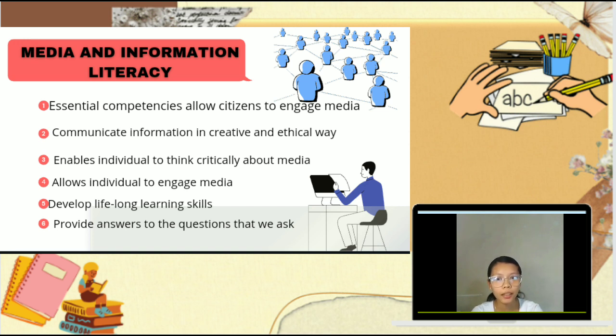Alam naman natin lahat kung ano ang media. It also enables individuals to think critically about media, develop lifelong learning skills to socialize and become active citizens, allow individuals to engage media, and provide answers to the questions that we ask ourselves at some point.